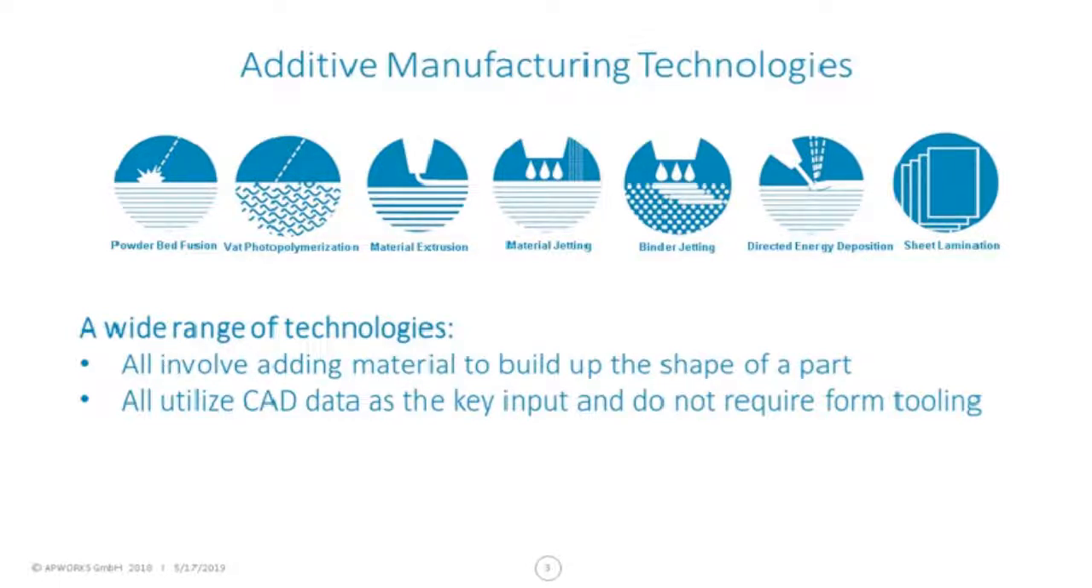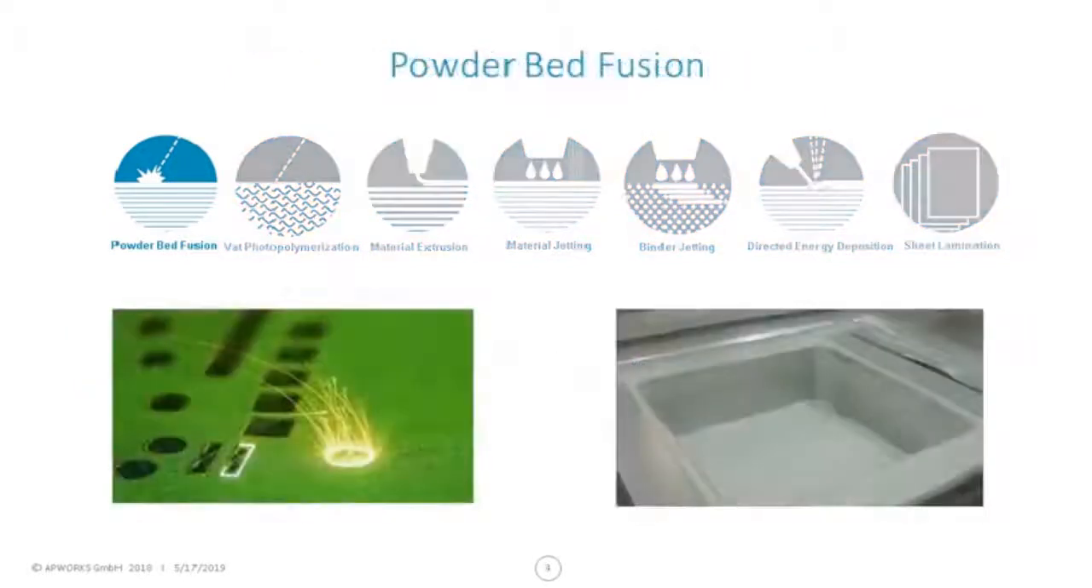And that they all use CAD data as their key input to describe the shape. So they don't require special form tooling. And that's one of the big advantages of additive manufacturing in general, is the fact that you're going from data to manufacture without an intermediate step of producing a bunch of tools.